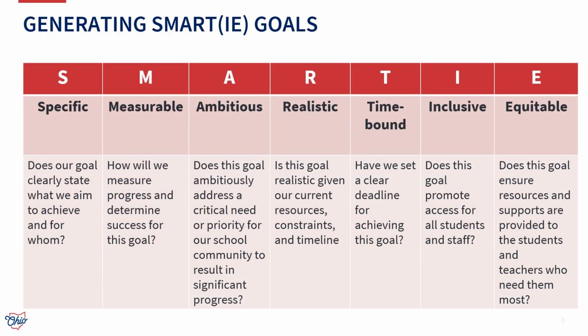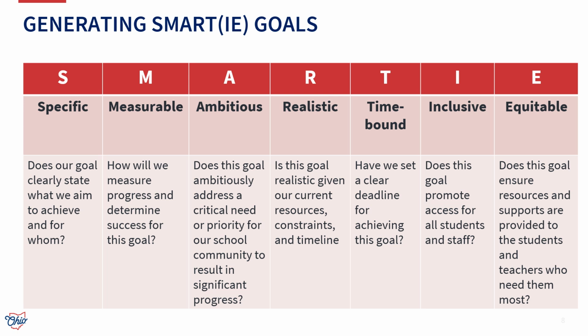When generating SMARTY goals, begin by clarifying what you aim to achieve and for whom. The goal should be focused and leave no room for ambiguity. For instance, identify the target students, educators, or school community members who will benefit. Ensure the outcome is well defined. Describe it in concrete terms. For example, instead of "improve literacy rates," specify, for example, "increase the number of third grade students reading at grade level by 20%."